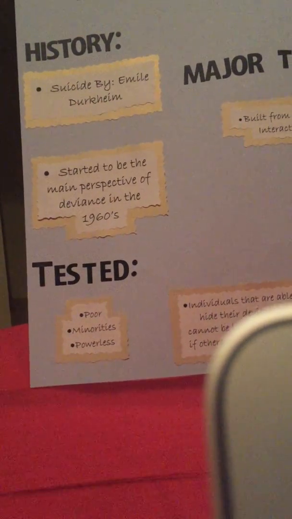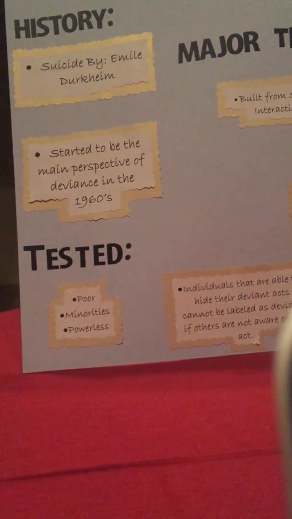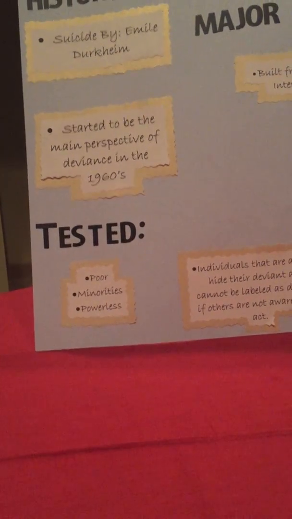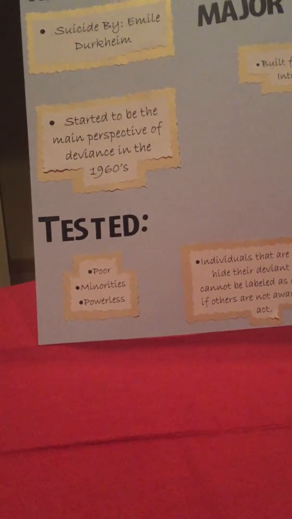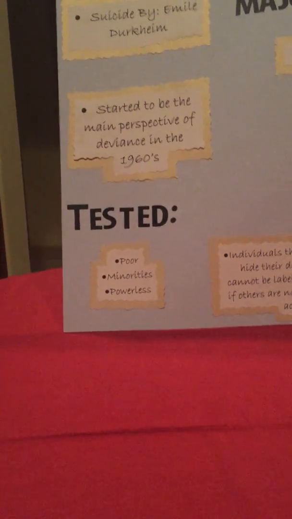In the labeling theory, it has been tested that those that are labeled are poor, minorities, and powerless, and there are those that are the labelers, who are usually the rich and powerful. This is where some criticize the theory, because some who are labelers, the powerful, may be involved in deviant acts, but the amount of power they hold makes these acts non-existent.